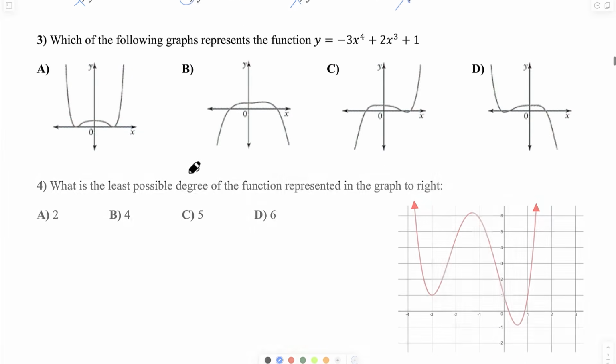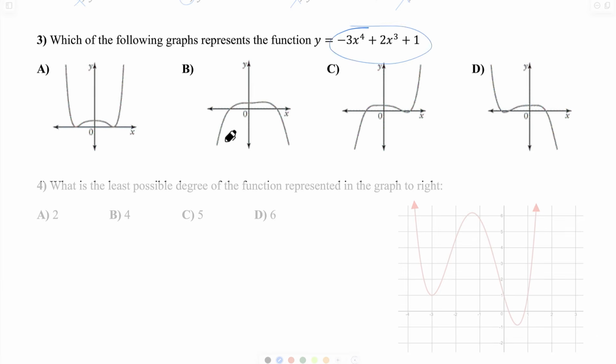Number 3, which of the following graphs corresponds to this function right here? Well, this function, if I look at the highest degree term, once again, it's even degree with a negative leading coefficient, so I know it goes from quadrant 3 to 4. And there's only one of these graphs that goes from 3 to 4, and that's B.